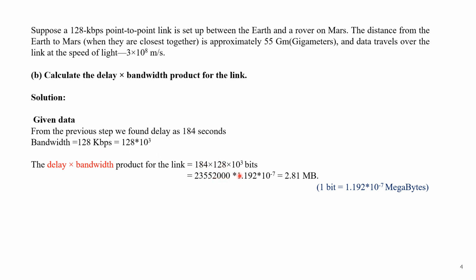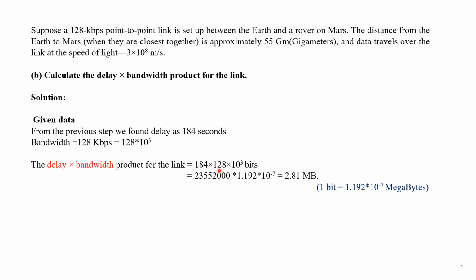And what is the bandwidth? The bandwidth is 128 × 10^3 bits per second. When you multiply 184 with 128, and for this 10^3, I have added 3 zeros here, when you multiply all these, you will get 2355 followed by 3 zeros.